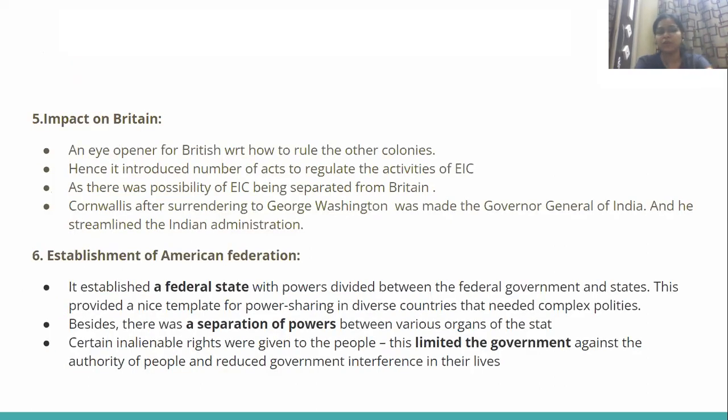What was the impact on Britain? Now, this revolution was an eye-opener for Britain on how to rule the other colonies. Now, why was it an eye-opener? The reason was that the East India Company was ruling in India. So now Britain started to fear that we need to control, we need to regulate the activities of the East India Company. Why? Because just see, who were the Americans? They were Europeans. They went to America, settled, and they separated from Britain.